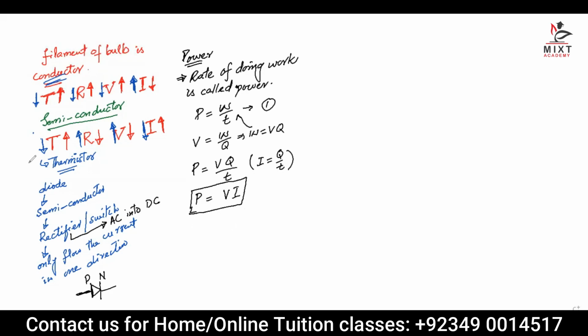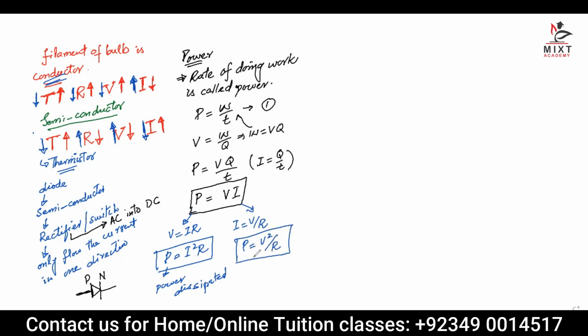Now, if we put Ohm's law, V is equal to IR, then the power will come out to be I square R. This is known as the power dissipation formula. It is mostly used in the paper when the words power dissipation come. But when you put I is equal to V over R, the power formula comes out to be V square over R. This formula is not used so regularly.